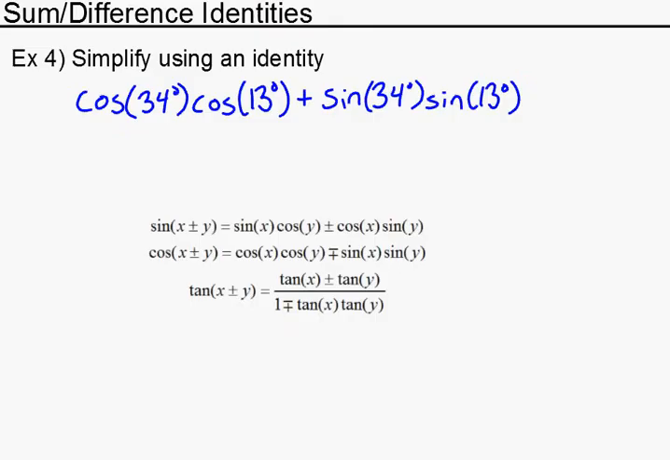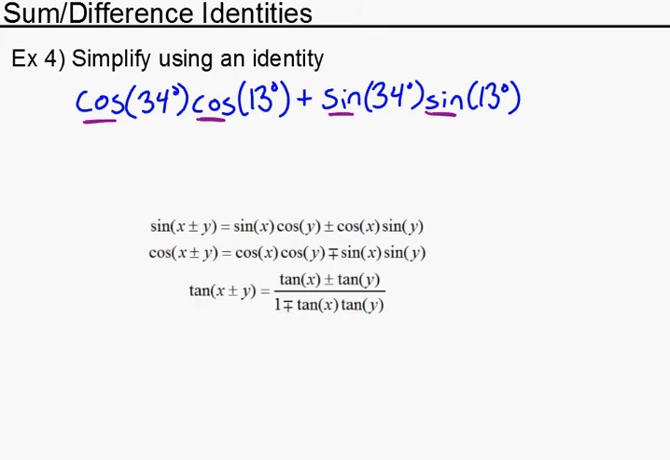Example of working backwards. This is really just a matching game. It says simplify using an identity. So I have to just choose which one to use. So if I look down here, I have to look for the distinctive features of what I'm given. If you notice here, I'm given cosine, cosine, sine, sine. I look at the order that these things come in.